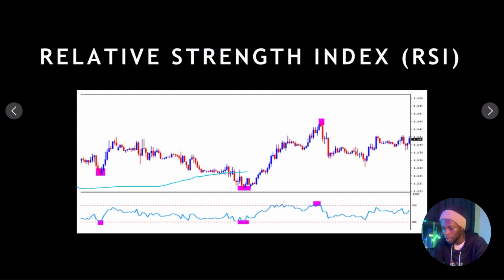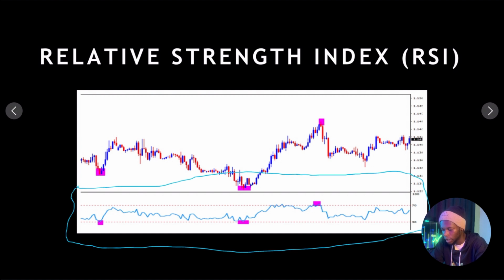This is the RSI right here. This box right here is the RSI, starting from this line to this line. If you can see it very well, this is the 70 level, and this is the 30 level.